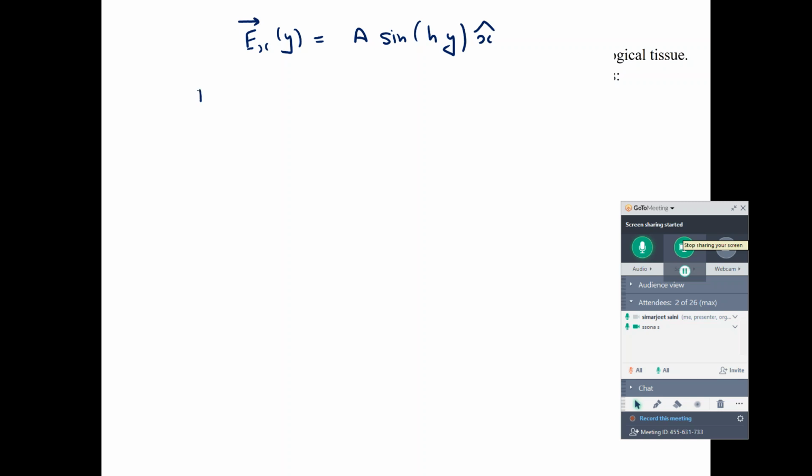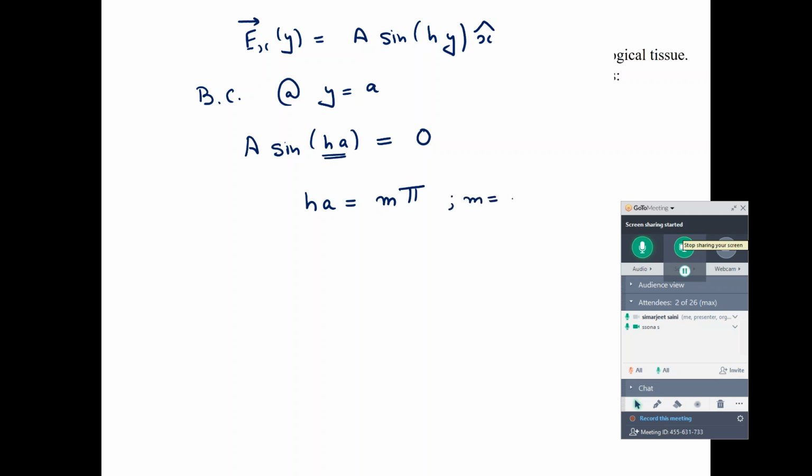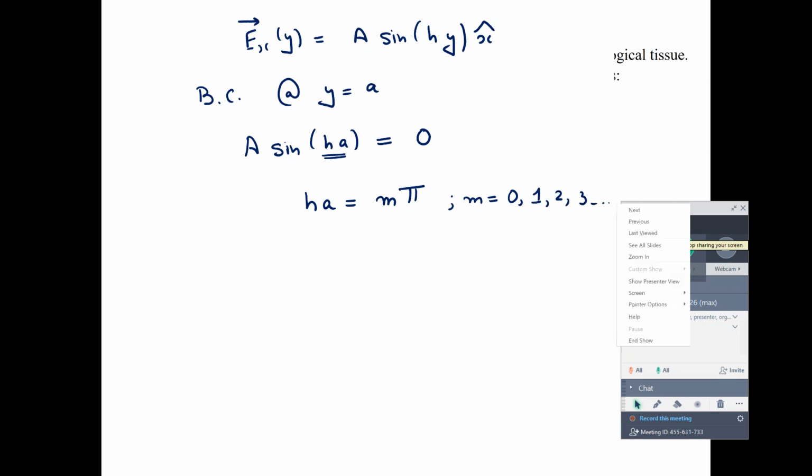Let's apply the boundary condition at y is equal to a, and an interesting result comes out. When y is equal to a, it says A sin(ha) has to be 0, which tells you that this ha has to be some multiple of pi, m pi, where m is an integer and it cannot be 0. Mathematically, m can be 0, 1, 2, 3, and so forth.